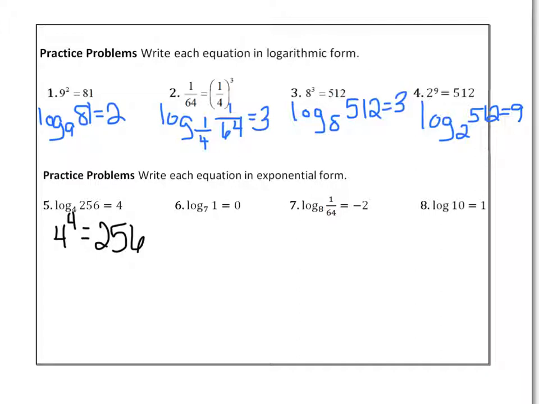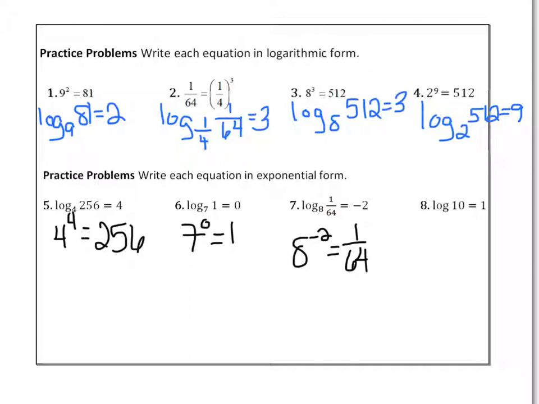So go ahead and try 6, 7, and 8. Discuss number 8 if you need to. Check your answers, and then unpause this to see if they're correct. Number 6, you should have rewritten as 7 to the 0 equals 1. Base was 7, exponent is always in the answer part, and then it's equal to 1. Number 7 should have been 8 to the negative 2, and that's equal to 1 over 64.